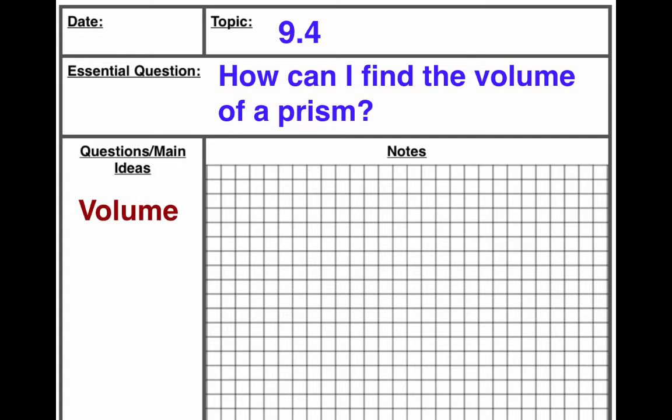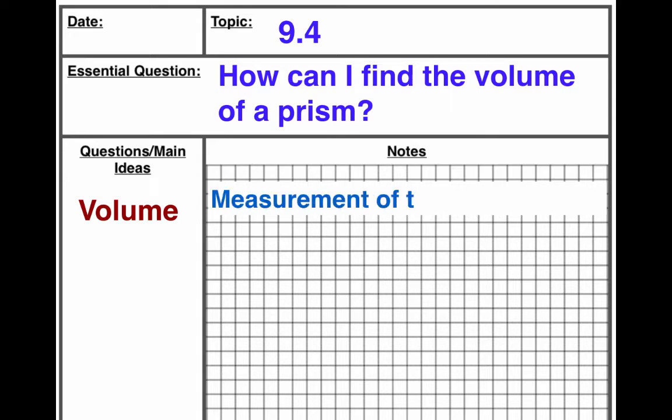And here's something you need to know about volume. It's the measurement of the space inside. How many cherries fit in the bin? How many coins fit in the chest? How much milk fits in the carton? Those are all measurements of volume.